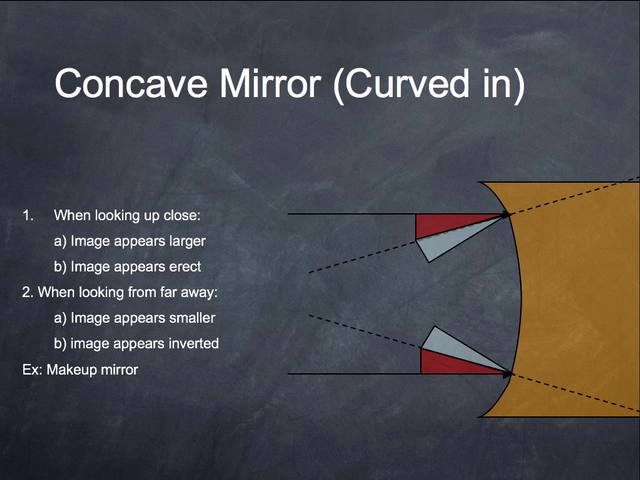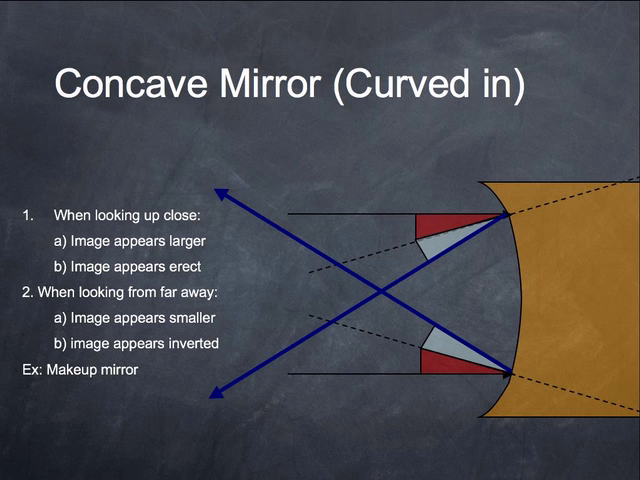And again, what are the light rays going to do? They're going to bounce in. They're going to converge. They bounce and they converge. Now, this type of mirror, because the light rays converge and then cross each other, when you're up close to the mirror, it's going to magnify the image. And it's going to be upright.